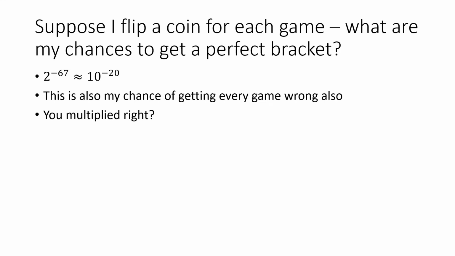Another question could be, suppose I flip a coin for each game, what are my chances to get a perfect bracket? That means get each game right. So this is 2 to the minus 67, and that's approximately 1 over 10 to the 20th. This is a really small number, and this is also your chance of getting each game wrong. And if we wanted to talk a little bit of math, we could say you multiplied, right?